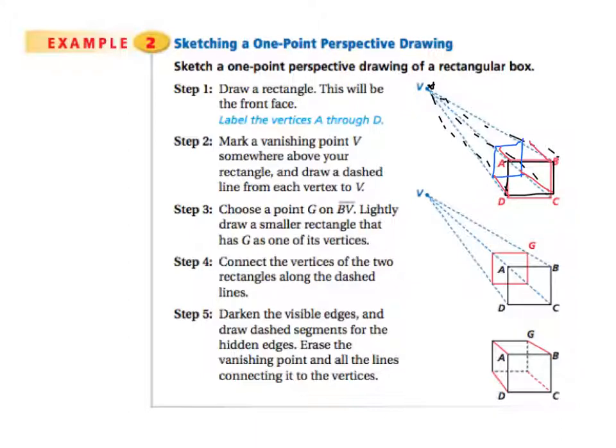So I connected the black line to the blue. I connected the black square with the blue square, and I connected it with the red lines. Okay. And then what you would do is if you would erase, for instance, these lines, you would end up with something that looks like that. Okay.